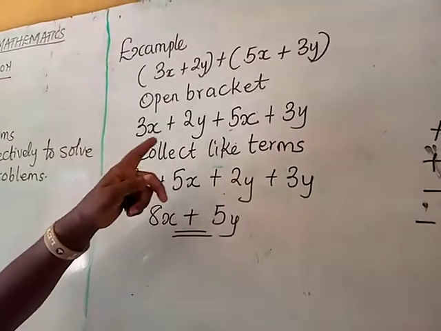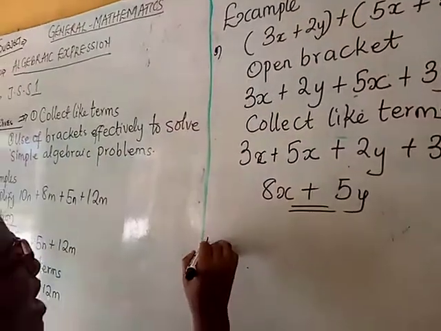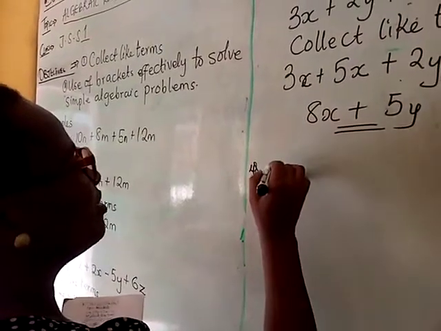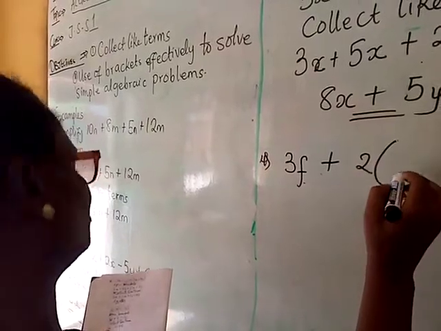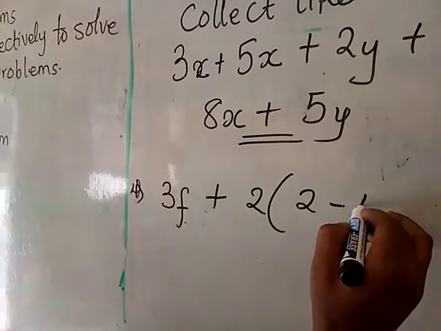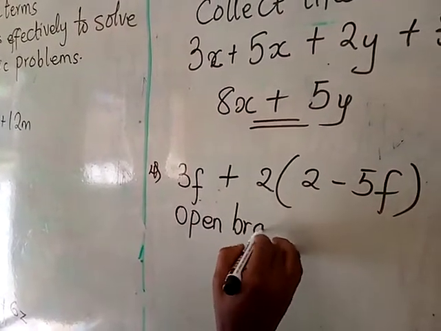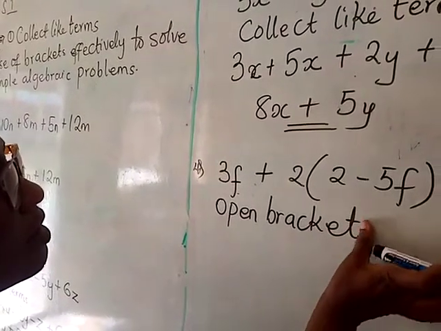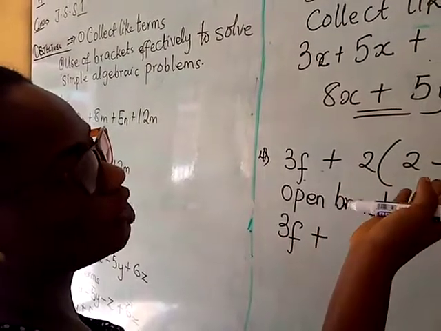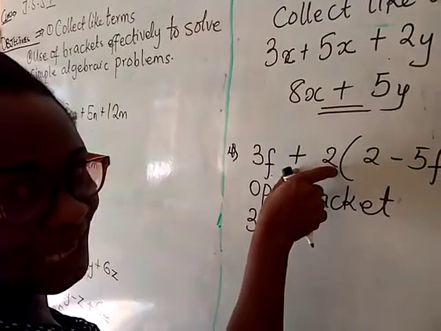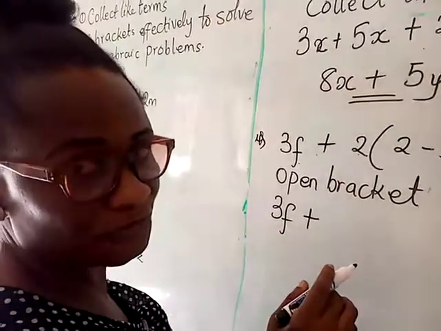So for those algebraic expressions with brackets, this is how we open up the brackets. Okay, for example, again, I have something like this, which I want to open the bracket again. I have 3f plus 2 open brackets 2 minus 5f. How do we open this? We first open brackets, which will now give us 3f will still stand, plus these two. For us to lift it, we have to use these two to multiply what is inside. But remember that it's a positive 2 because of the sign before it.